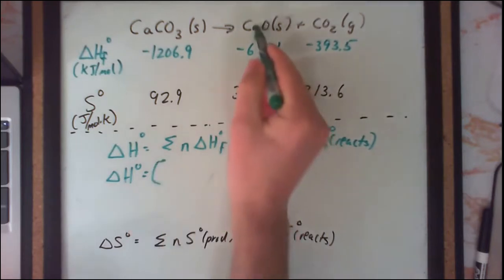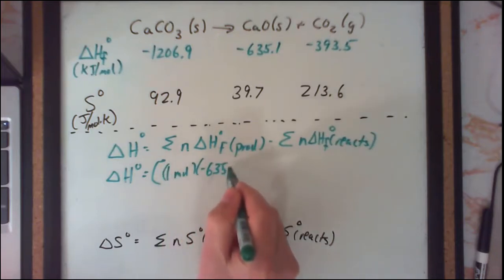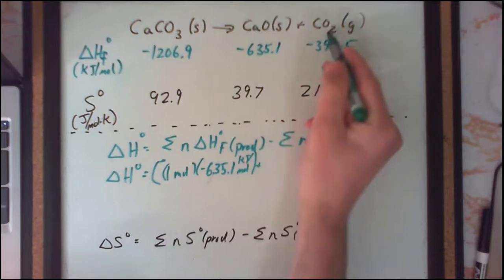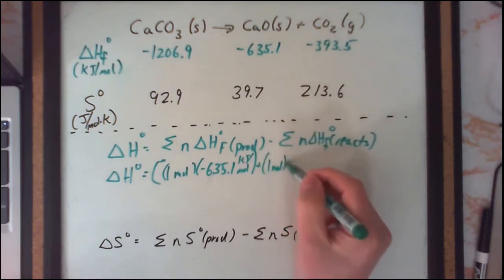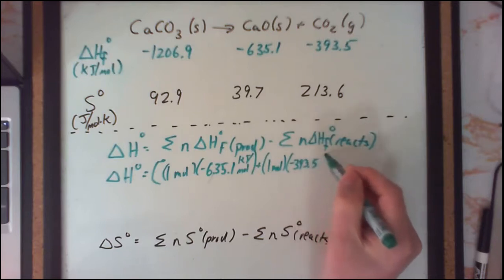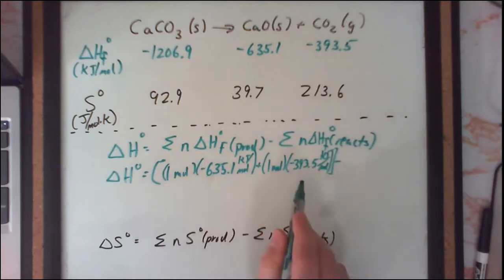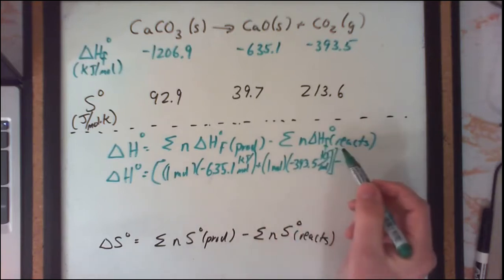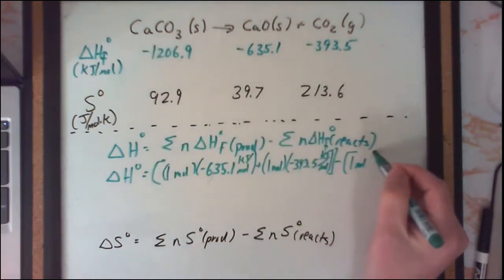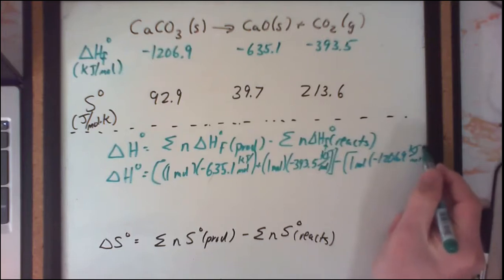So that's going to be 1 mole of calcium oxide times its value of negative 635.1. These are all kilojoules per mole, plus 1 mole of carbon dioxide times its heat of formation of negative 393.5 kilojoules per mole, minus, so this gives me the sum of heats of formation of the products, minus the sum of heats of formation of the respective reactants. And there's only one reactant, 1 mole of calcium carbonate, times its heat of formation value of negative 1206.9, also kilojoules per mole.